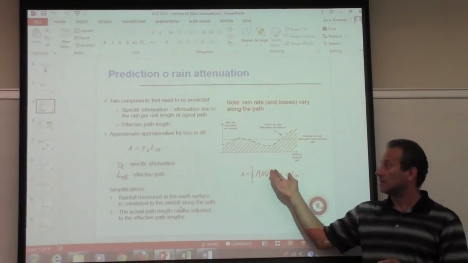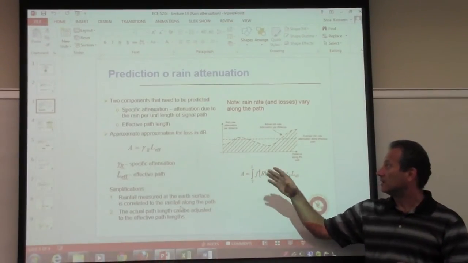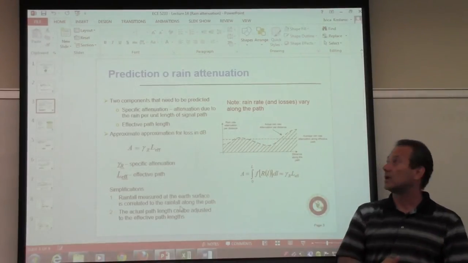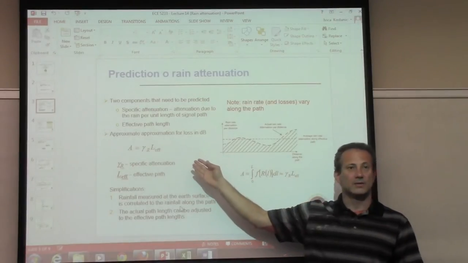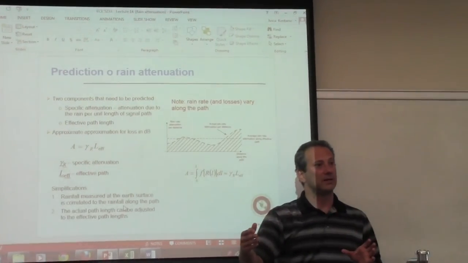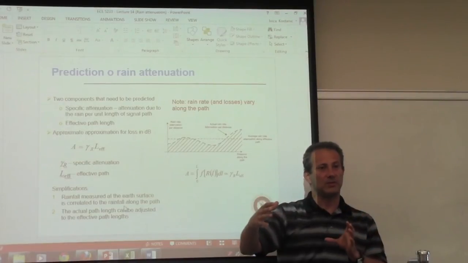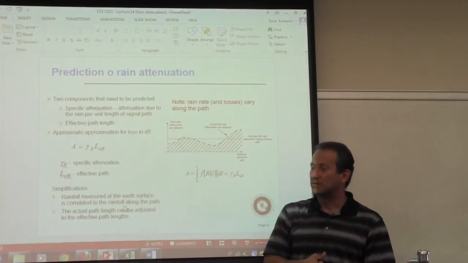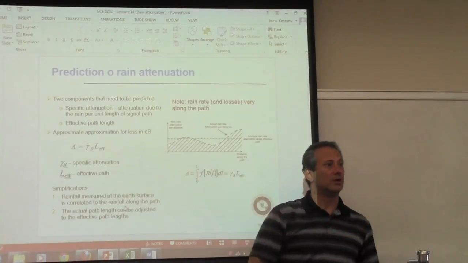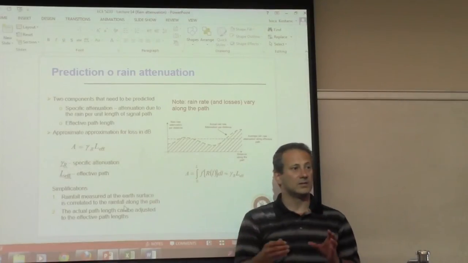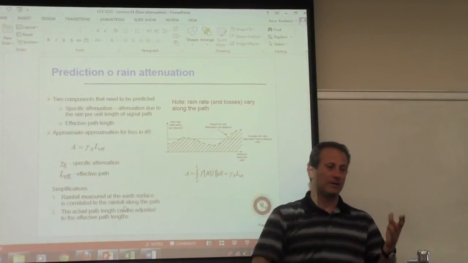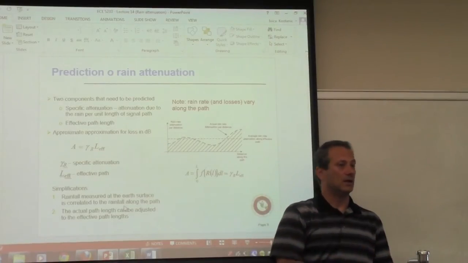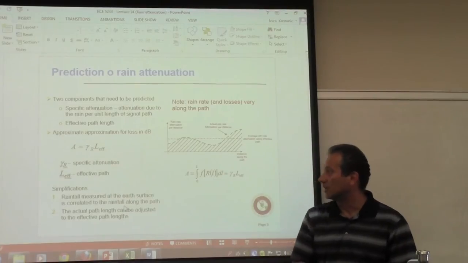We have done a lot of experiments, and there is a way how we go about this in the calculations. You will see we calculate something that's called effective length of the path, which is not the actual path, but this is the length of the path that will give you the same loss when applied to this particular specific attenuation as if you were traveling through the real path. Most of the time, this effective path can be either larger or smaller than the actual physical path. And we will see how you do the calculations.